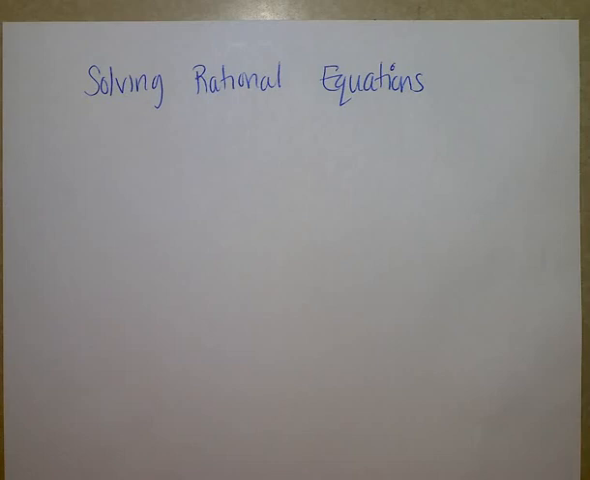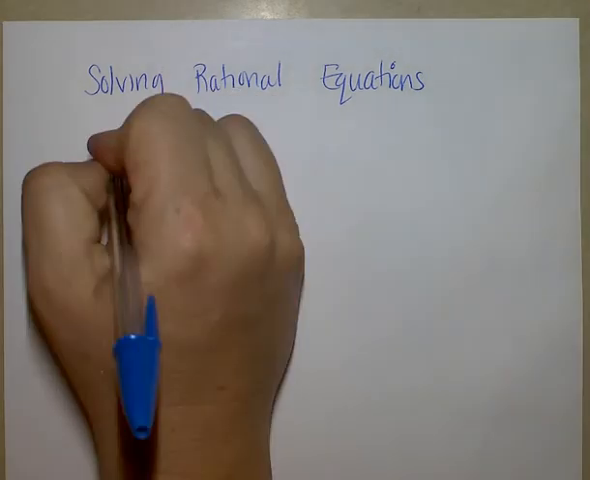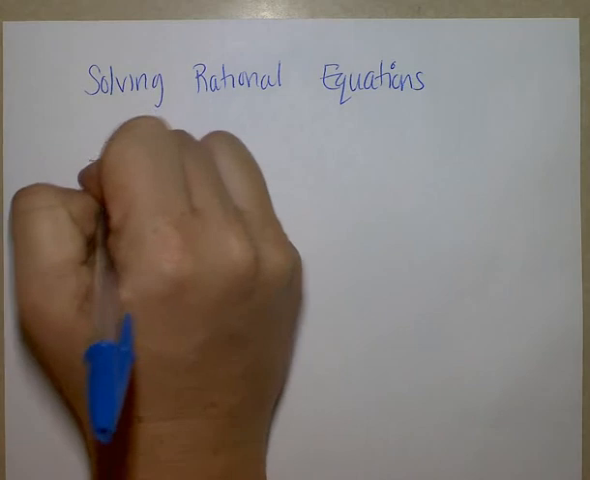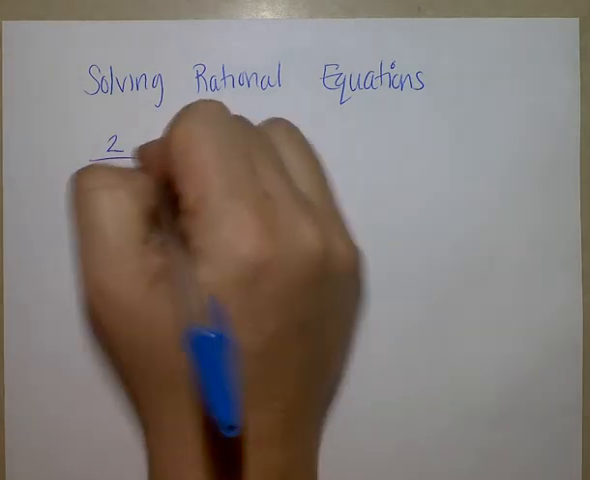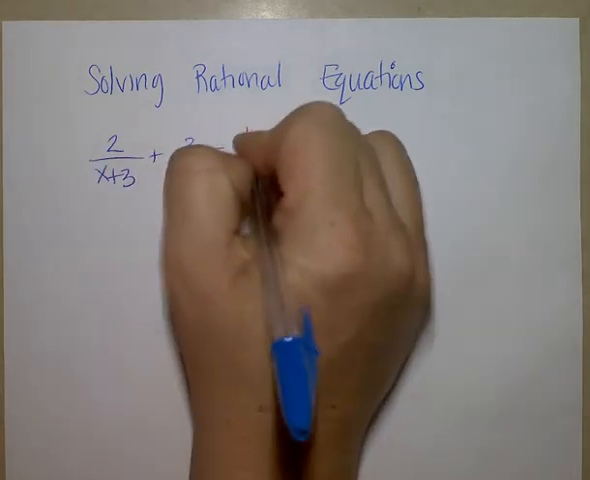Solving rational equations. Here's the first problem. 2 over x plus 3 plus 3 halves equals 19 over 10.